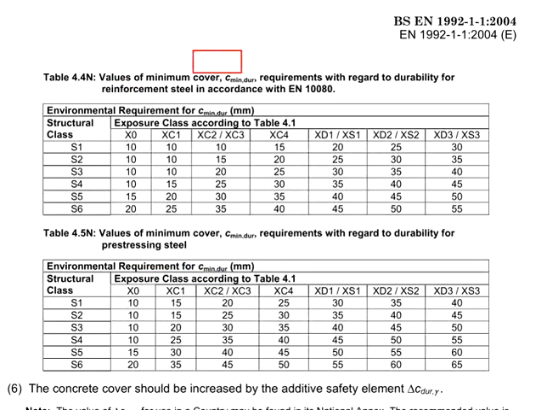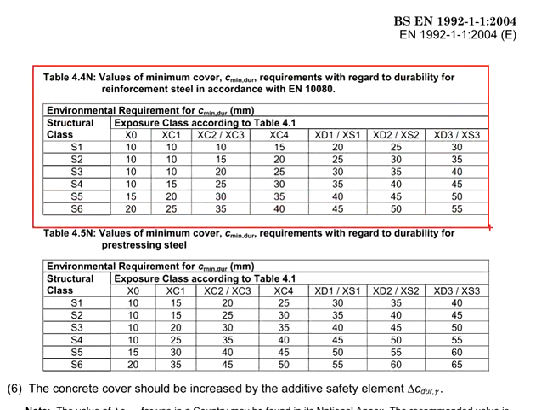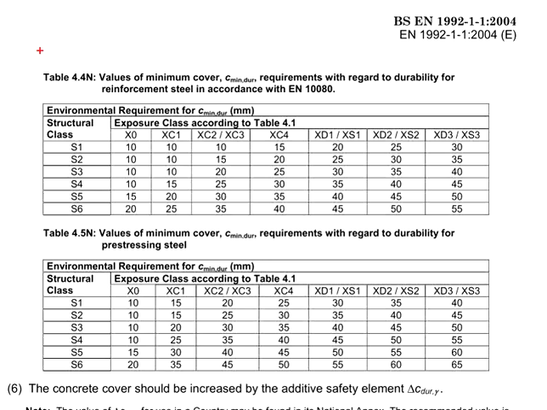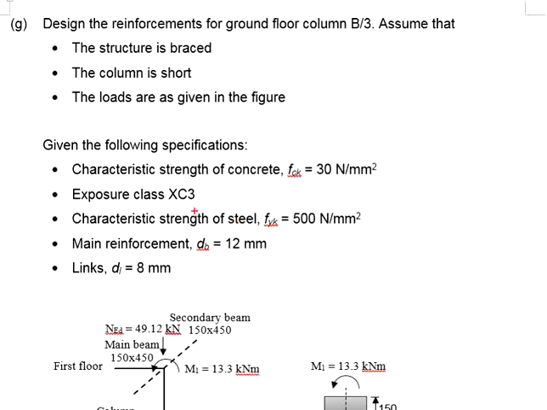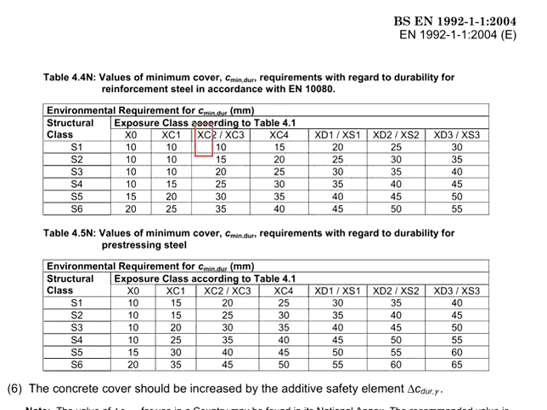To get the c_min,dur, you need to refer to Table 4.4N. In fact, you have two tables here. Since we are not dealing with prestressing steels, that means Table 4.5N is irrelevant in this case. Now we need to determine the c_min,dur. It is governed by the structural class as well as the exposure class. The question tells us that the exposure class is XC3. That means we are referring to this column.